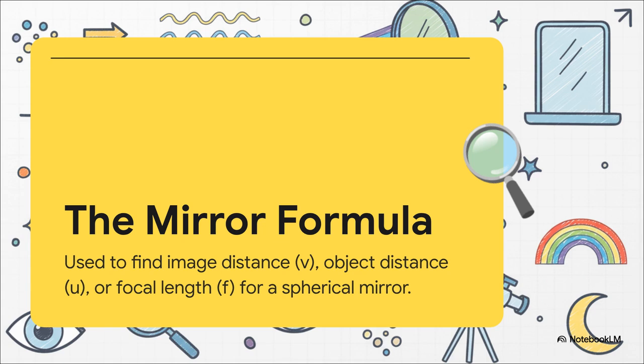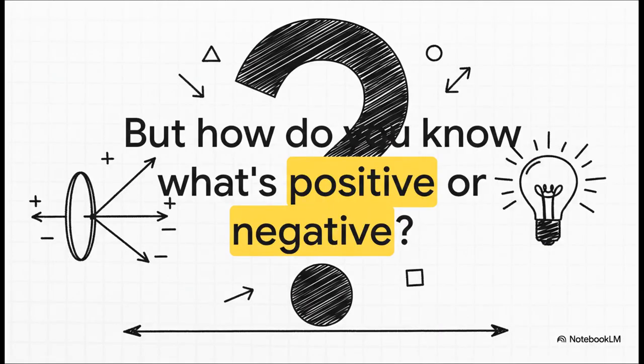Now, the formula itself looks simple, but the real secret to making it work every single time is in the signs, the positives and the negatives. They tell you everything you need to know about what's going on. And this is the million-dollar question, isn't it? This is exactly where most marks just disappear. It's not because people forget the formula, but because the sign conventions get all mixed up. So let's make this crystal clear once and for all.